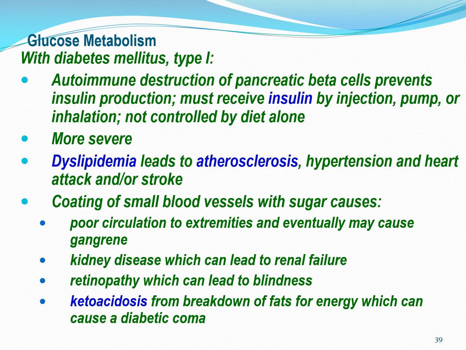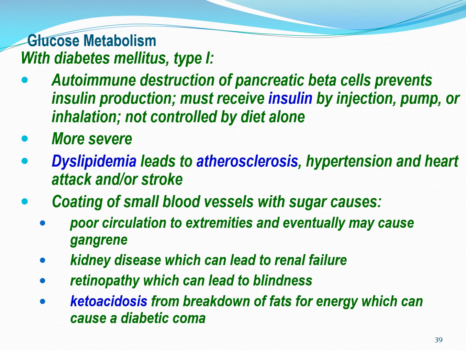So with diabetes mellitus type 1, this is really an autoimmune issue, okay? It's the autoimmune destruction of the pancreatic beta cells, which prevents insulin production, okay? You must receive insulin by injection or pump or some other way. They unfortunately cannot control this with diet alone, okay? It is the more severe type of diabetes because, again, this is not something they can just change a lifestyle habit to fix, right?